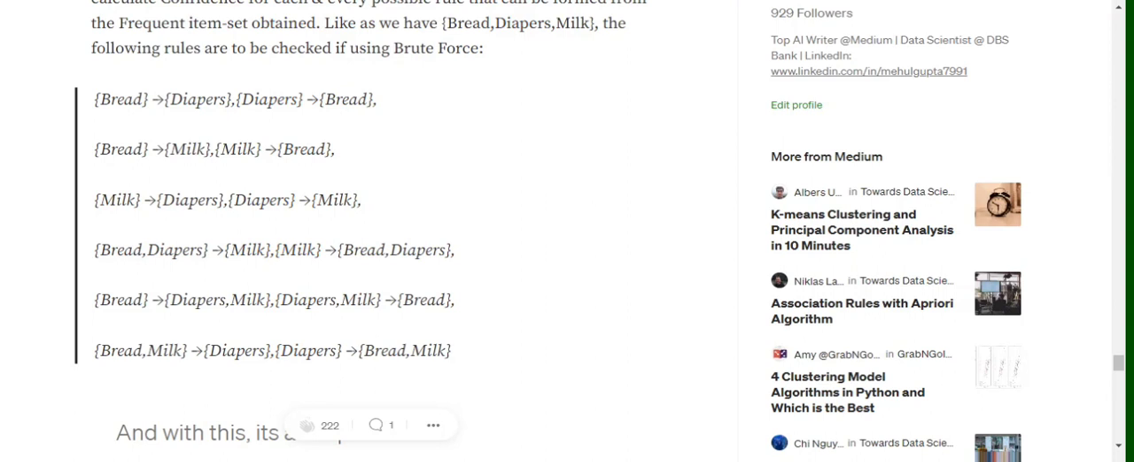Now you must have understood that by using the Apriori algorithm, we first of all calculated the frequent item set, and eventually using that frequent item set, we created all the possible combinations, and then we calculated the confidence to get to the final association rules.